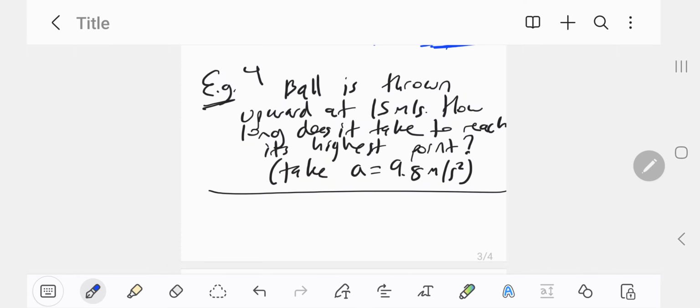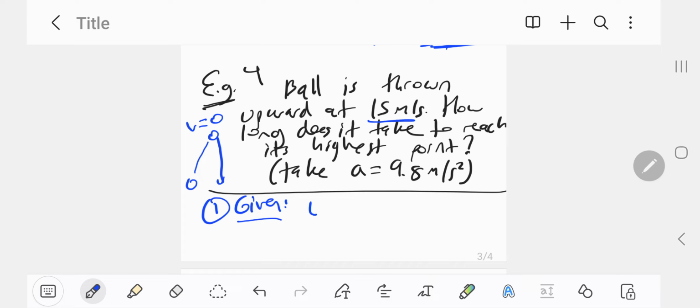Okay, it looks complicated, but it really isn't. Step 1, given. Upwards at 15 meters per second. How long does it take to reach its highest point? Now, this is where you have to think outside the box. When you throw a ball upwards, it eventually stops momentarily for a split second, then comes back down. Why does it stop? It actually stops at the top. Its velocity is 0. It stops because it needs to change direction. In order to change direction, you have to change speed.